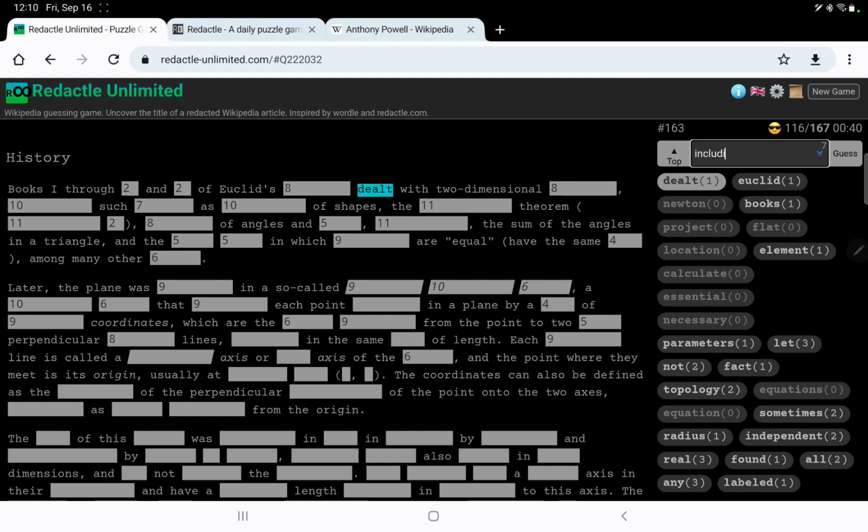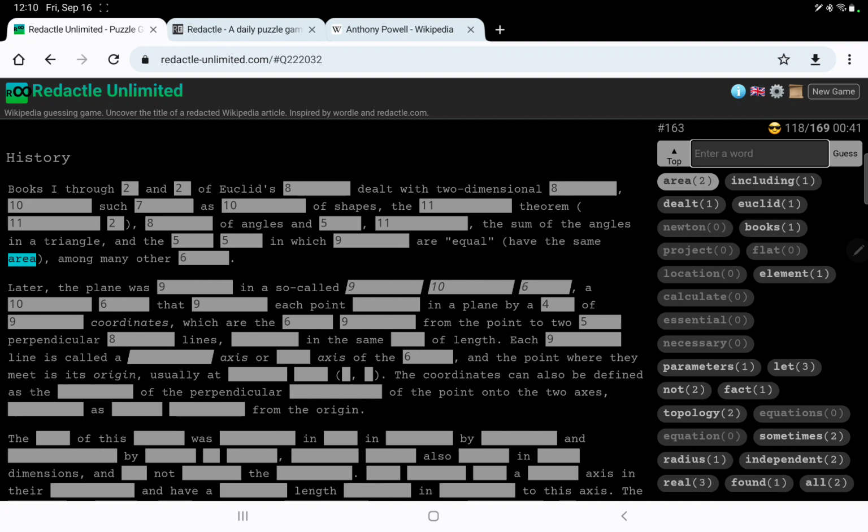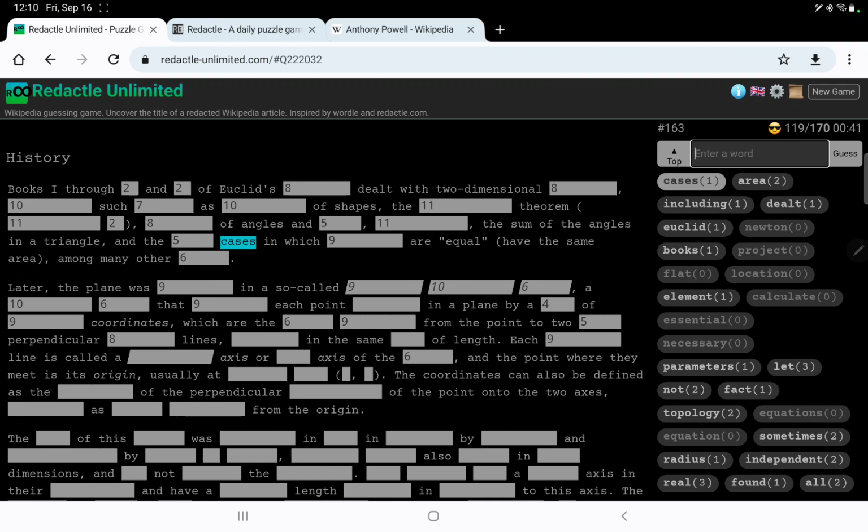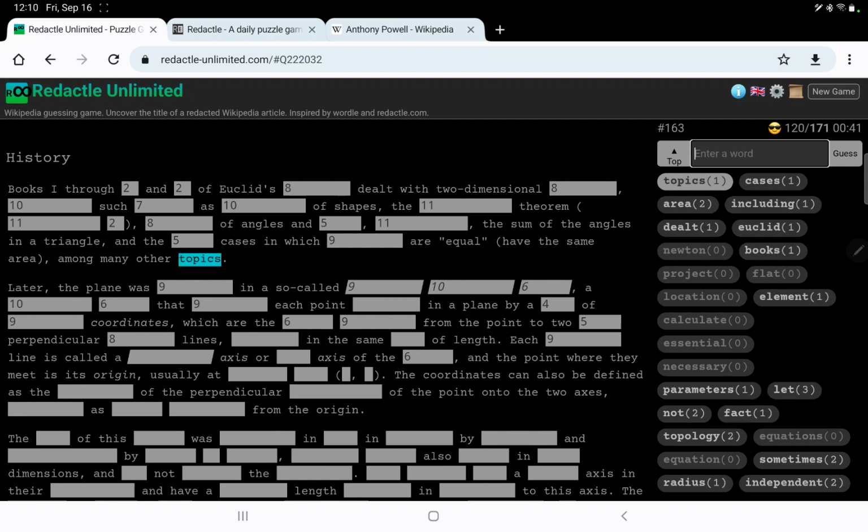Maybe including. No, we do have one including. Something of angles and 5. Area, okay. Maybe the cases. Yeah, and the something cases in which 9 are equal, among many other topics. Yeah.